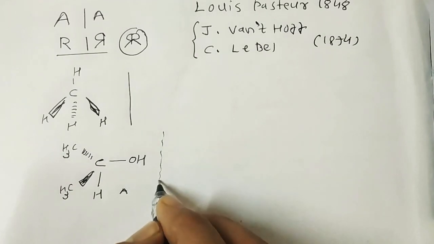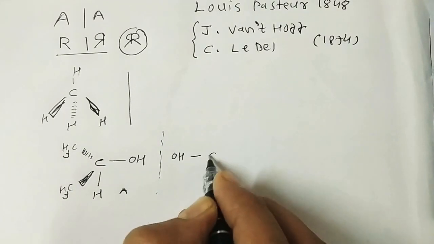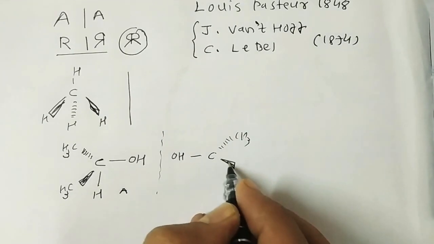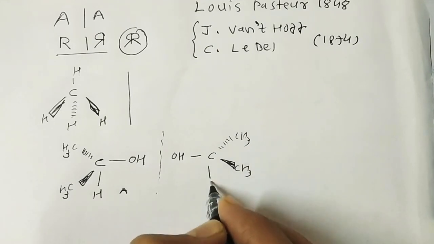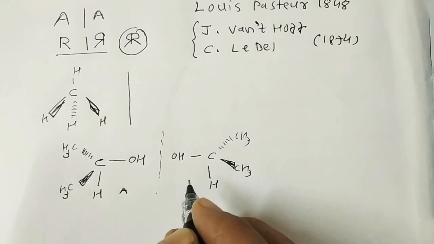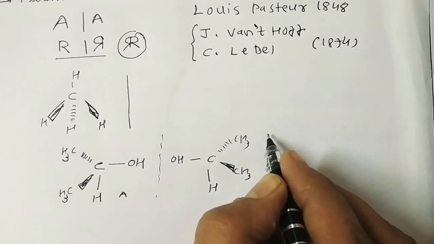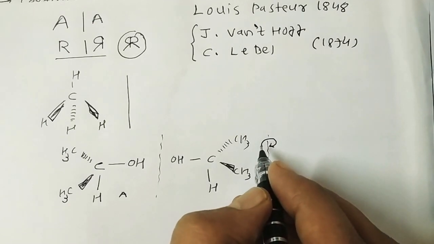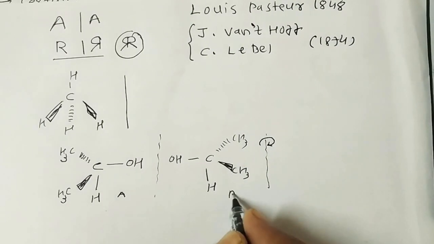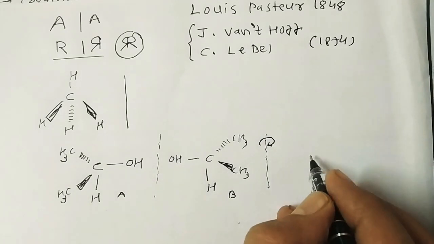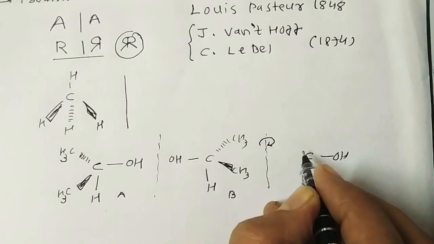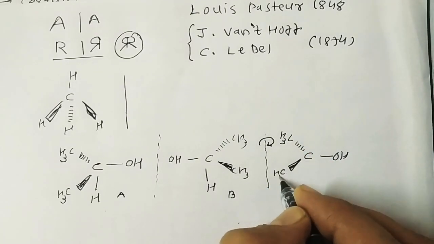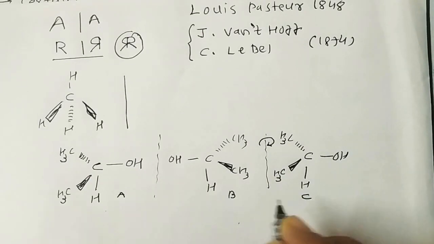So what is the mirror image of this structure? The mirror image is like this: OH, C, behind the plane, above the plane, and hydrogen. So if we rotate this image through 180 degrees, this is structure A, this is structure B. So we get structure C like this: C, OH, then CH3, CH3 and H. So we get a structure C.